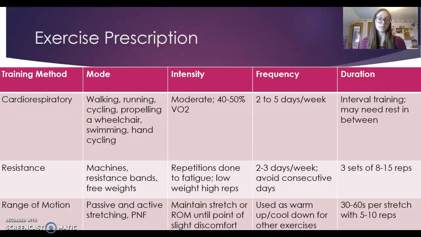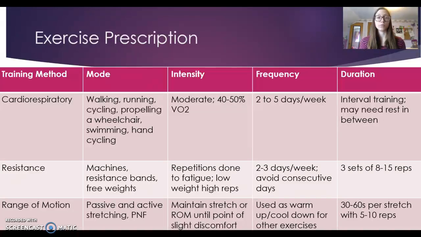And the exercise prescription. The modes for cardiorespiratory exercise vary based on the individual's abilities. So anything from walking, running, cycling, propelling a wheelchair, swimming, and hand cycling are all excellent modes of cardiorespiratory exercise. Swimming, again, is a preferred method for some individuals because the warm water may decrease tightness in someone with tight muscles or that high tone we talked about earlier, or vice versa. Cool water might be able to increase tone in someone with low tone.